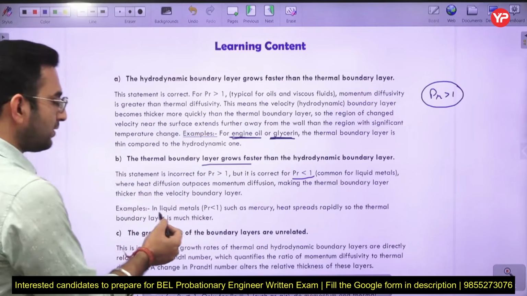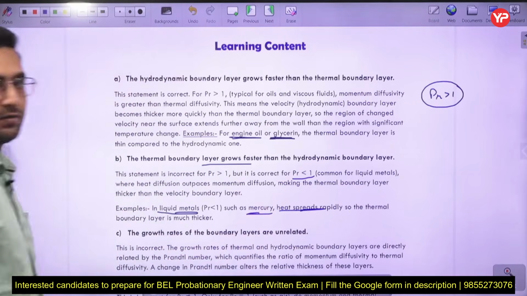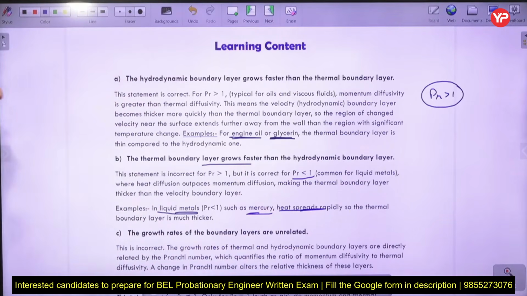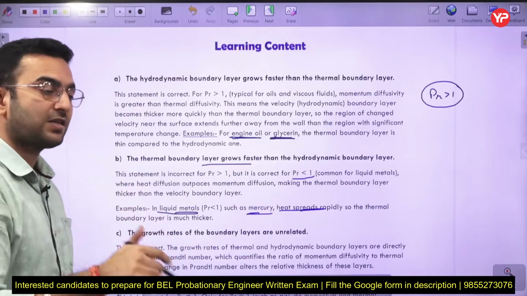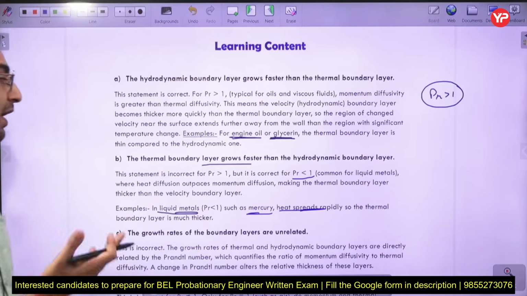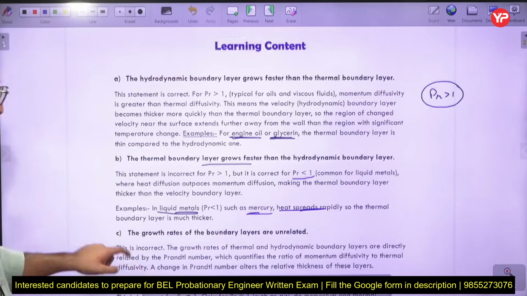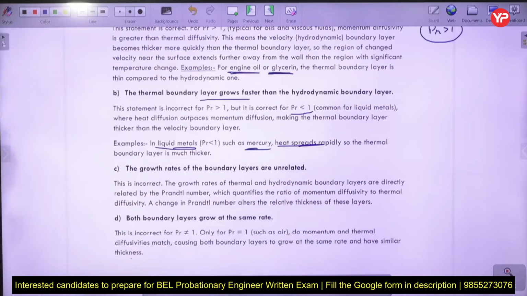In the liquid metals such as mercury, the heat spreads more rapidly here. Because in that case the kinematic viscosity is less as compared to the thermal diffusivity. So the thermal diffusion rate is going to be far higher as compared to the momentum diffusion rate here. And similarly you can see the remaining options also.